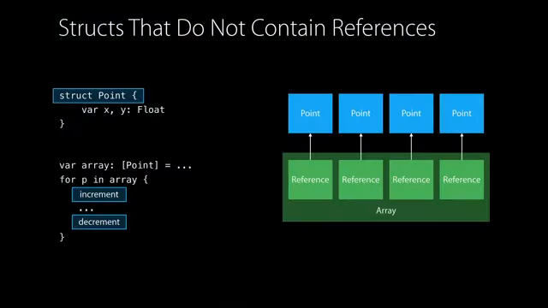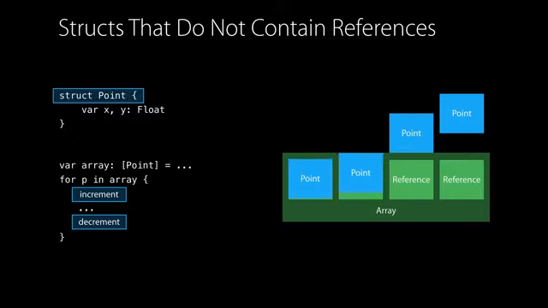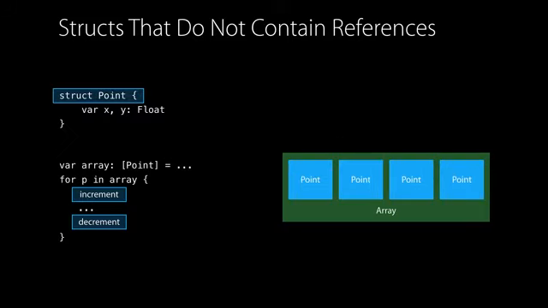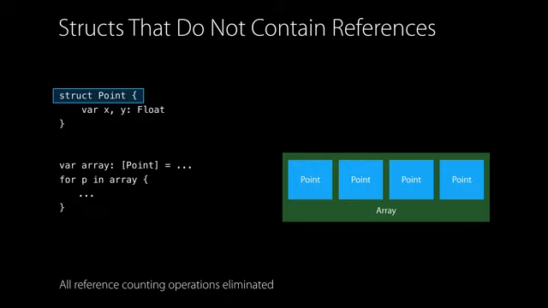So let's make Point a struct. Immediately, we can store each point in the array directly, since Swift arrays can store structs directly. But more importantly, since a struct does not inherently require reference counting, and both properties of the struct also don't require reference counting, we can immediately eliminate all the reference counting overhead from the loop.